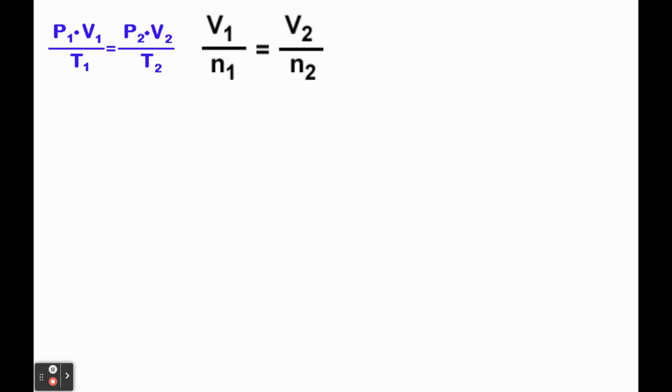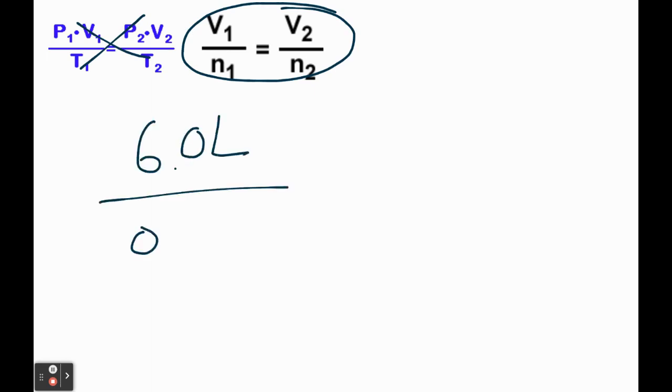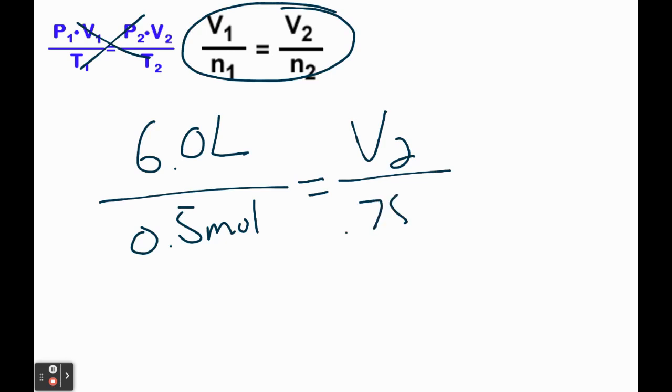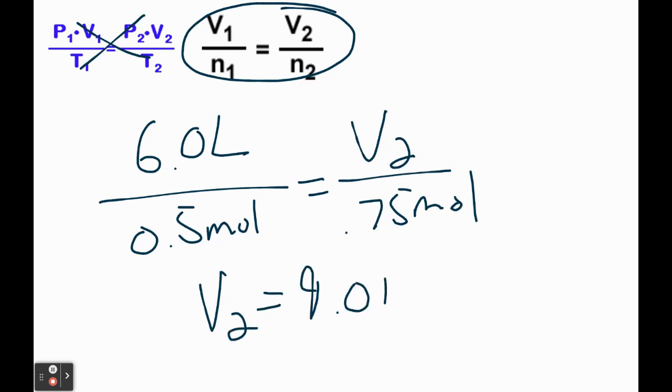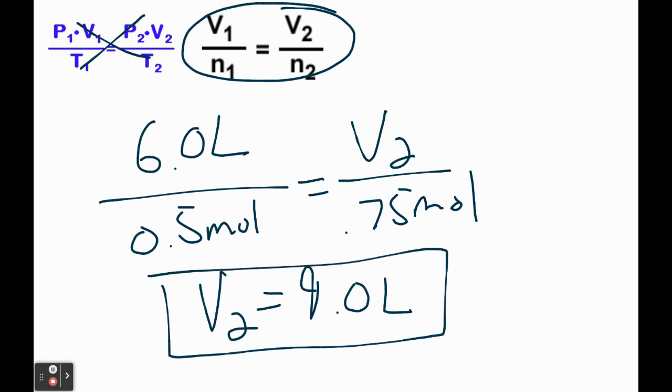Okay, so the variables we're given are volume and moles. So we're going to use this equation because this is the only equation that has anything to do with moles. The combined gas law doesn't have moles in it. So plug your variables into the equation. We have 6 liters over 0.5 moles equals V2 over 0.75 moles. And when you solve for V2, you should get 9 liters of gas.